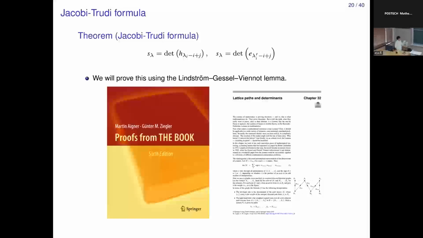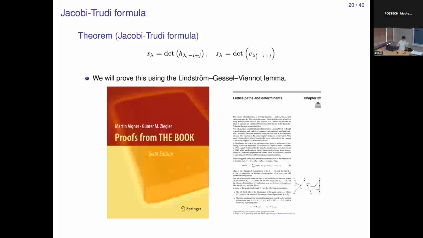And have you heard of this book called Proofs from the Book? So maybe you heard this story. Erdős used to say that there is a book in heaven that has all the beautiful theorems and all the beautiful proofs. So we as mathematicians, our duty is to find the proofs from the book. And so these two people wrote this book.